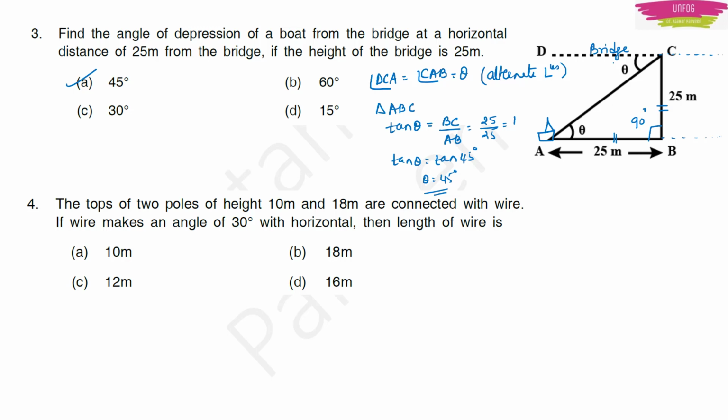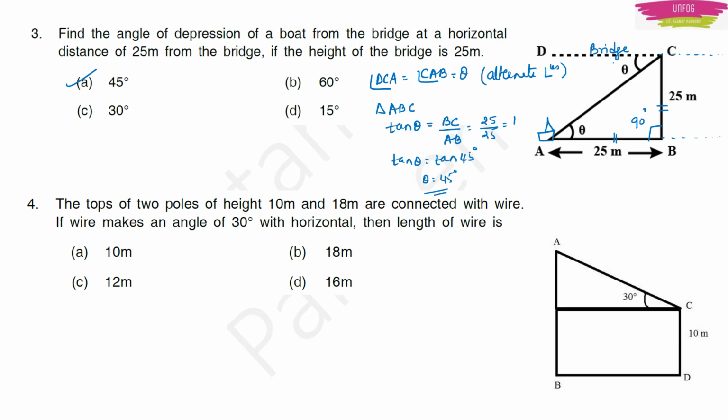Next question. The tops of two poles of height 10 meter and 18 meter are connected with wire. See, like this. This will be the 18 meter pole AB because it is longer, right? So CD will be 10 meter maybe. Now they are connected with a wire. This is a wire now. AC is a wire. If the wire makes an angle of 30 degrees with the horizontal, this is horizontal.